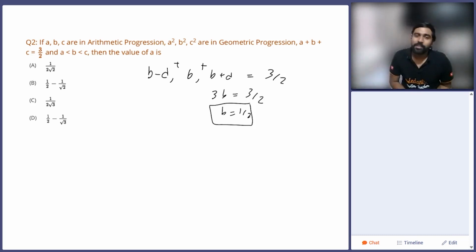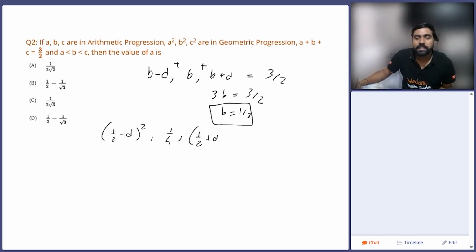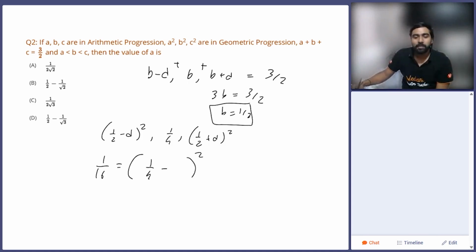Perfect. Now we have been told that A square, which is basically 1 by 2 minus D whole square, comma 1 by 4, comma 1 by 2 plus D whole square, are in a geometrical progression, which means the square of the middle term, which is 1 by 16, is equal to the product of the first and last term. What is the product of these two terms? 1 by 2 minus D into 1 by 2 plus D is 1 by 4 minus D square. What is this? A square minus B square.